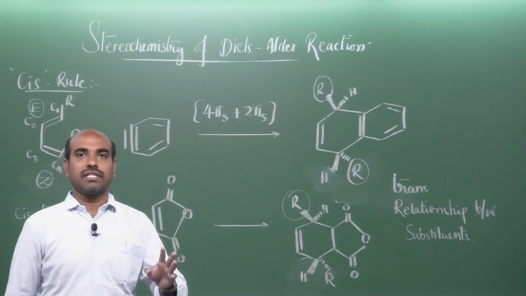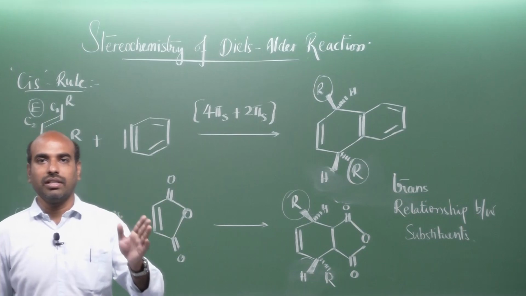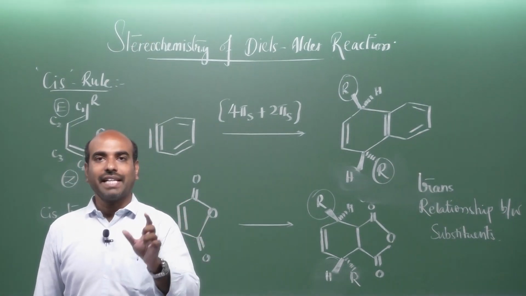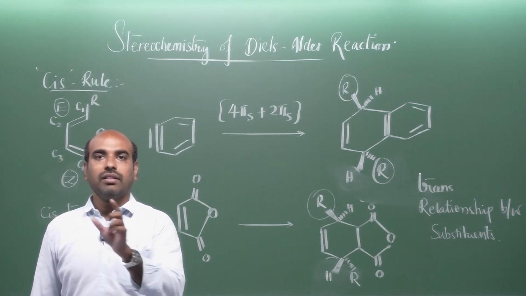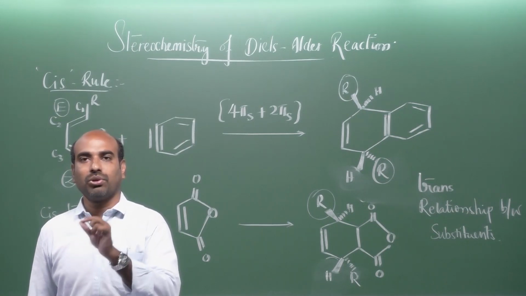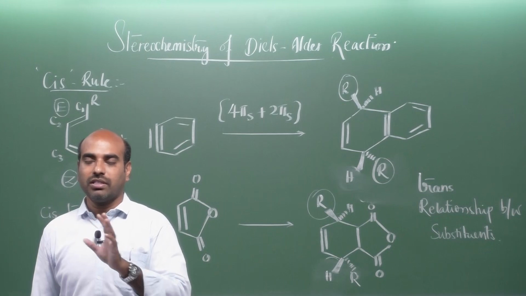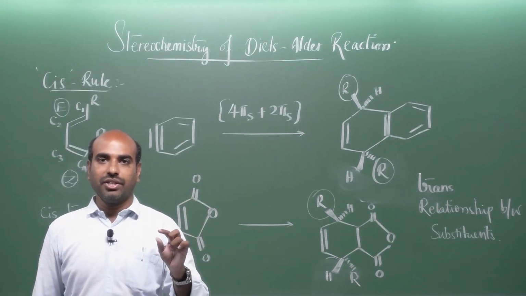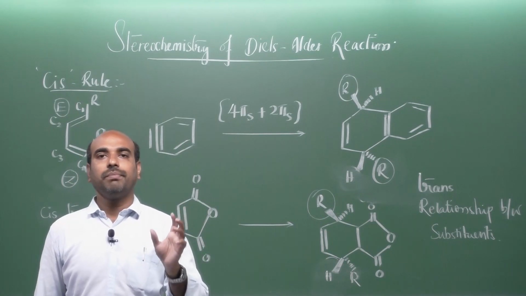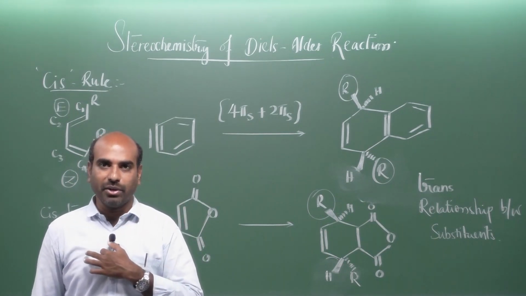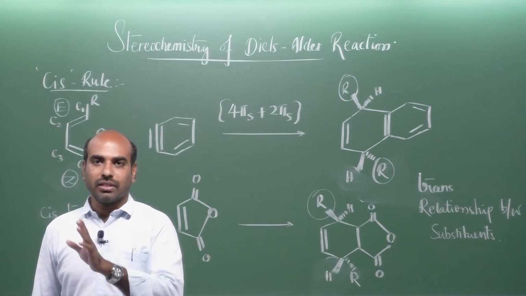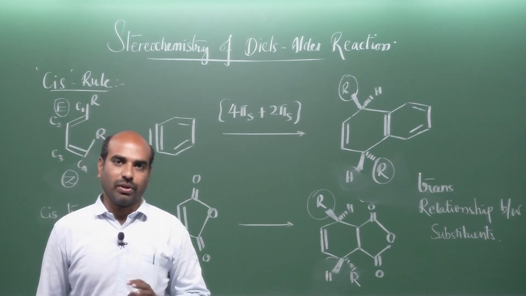So, first rule says that if the diene is showing the trans relationship, then on reaction with a dienophile, the cyclic adduct molecule will show the cis relationship between the substituents. If the diene is having trans cis relationship or cis trans relationship, then on reaction with any dienophile, the product would be showing the substituents in trans relationship only.